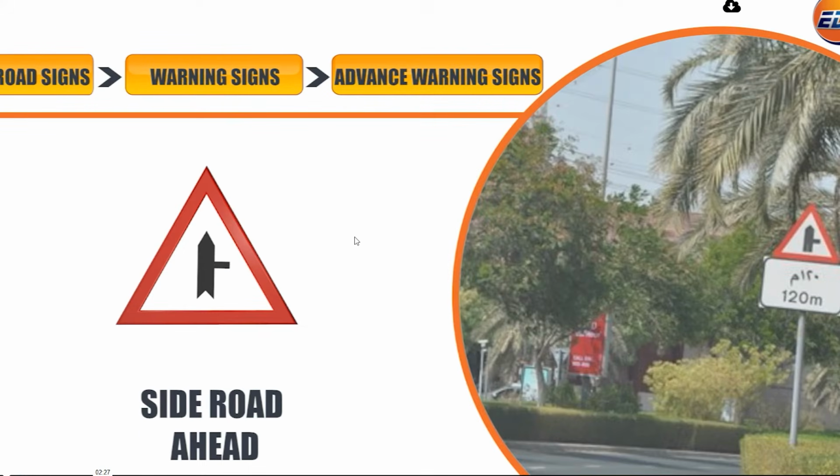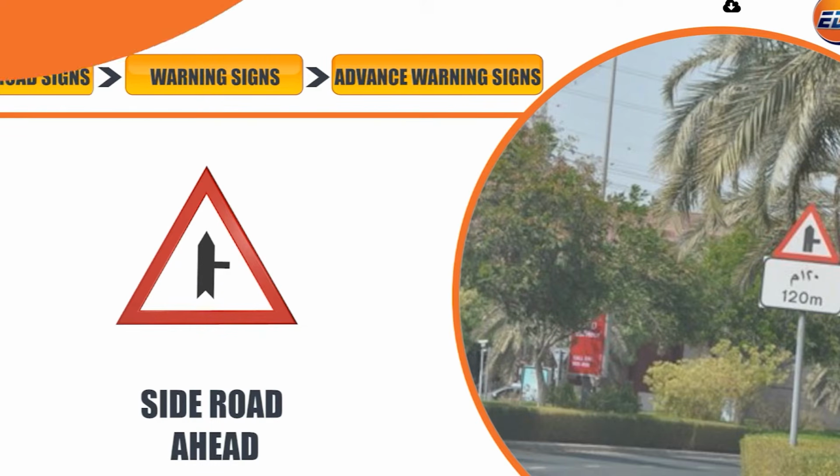Side road ahead. This sign warns the driver that a road is joining from the right side ahead. Drivers need to slow down and be aware of the potential hazards.